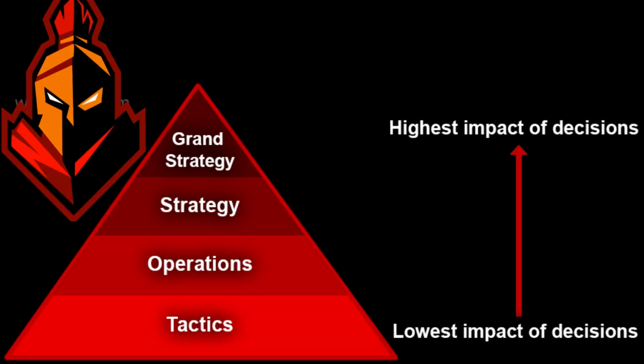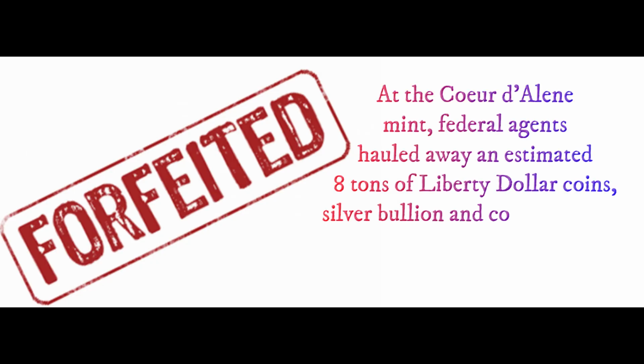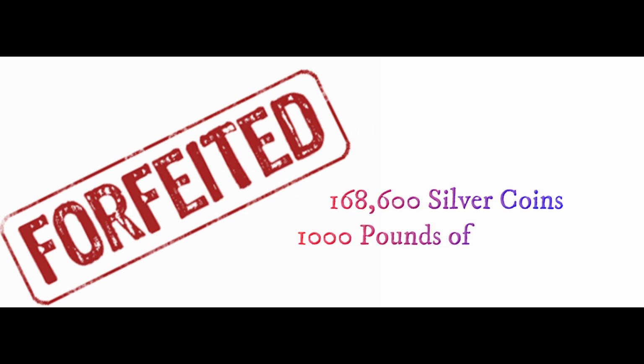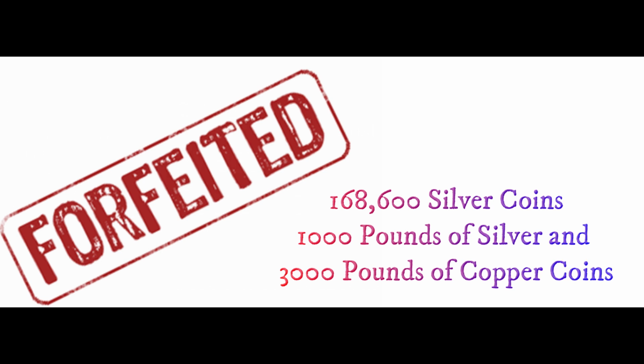Court documents show federal prosecutors sought forfeiture of all property in the minting operation, including dies, molds, and casts seized from the Sunshine Mint. Now, the Sunshine Mint operates out of Coeur d'Alene, Idaho. Also on the list of forfeiture were 8 tons of precious metals. They included 168,600 silver Liberty dollars, which sold for about $50 or more, and an additional 1,000 pounds of silver bullion and 3,000 pounds of copper.